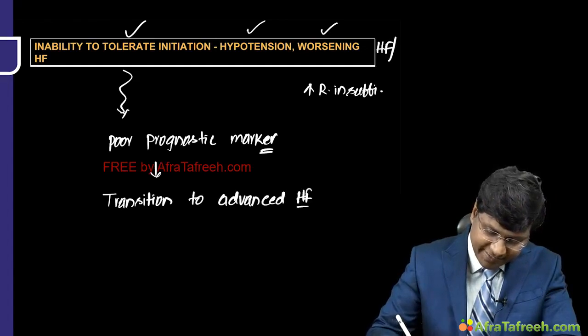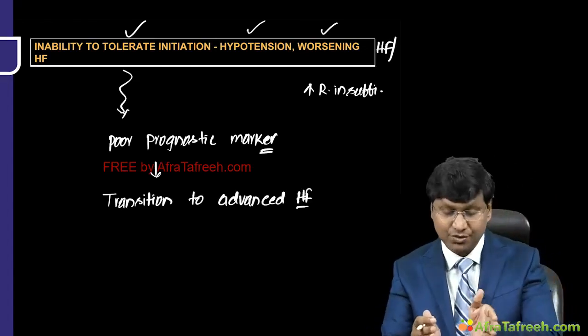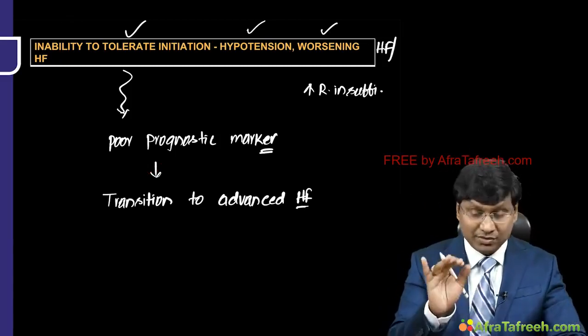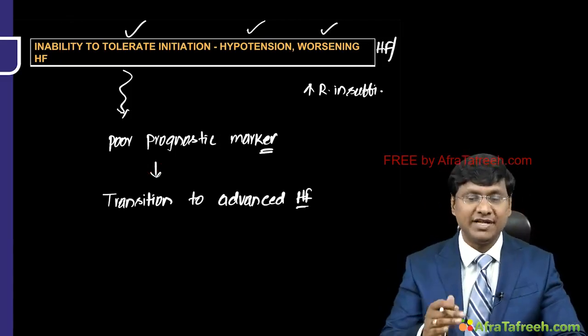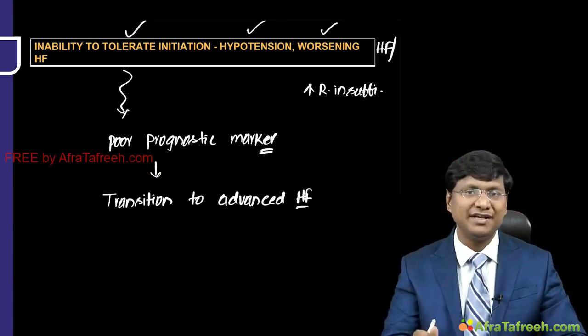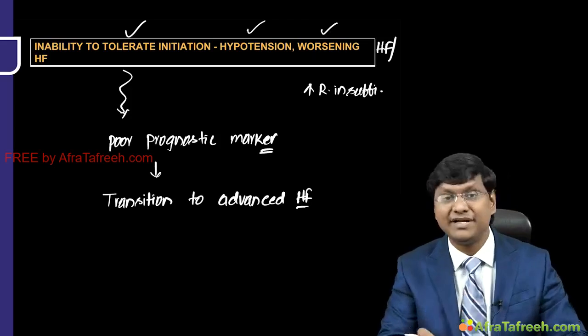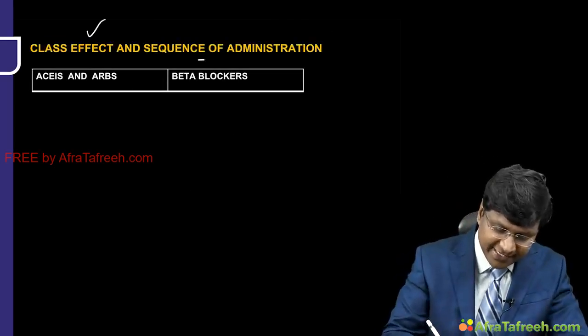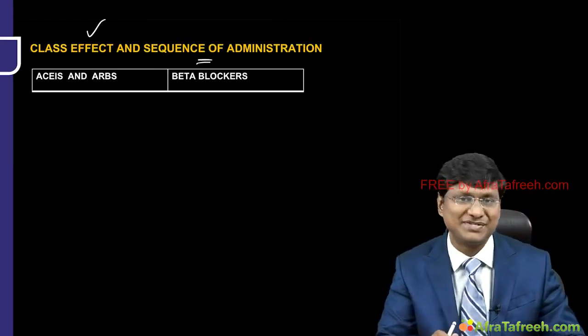Right, it is a cardinal manifestation of transition to the advanced heart failure phenotype. So this is a prognostic marker: if you are unable to start the neurohormonal antagonist because of hypotension or renal impairment, that tells that the prognosis of the individual is bad, right? Then, coming to the class effect as well as the sequence of the administration.